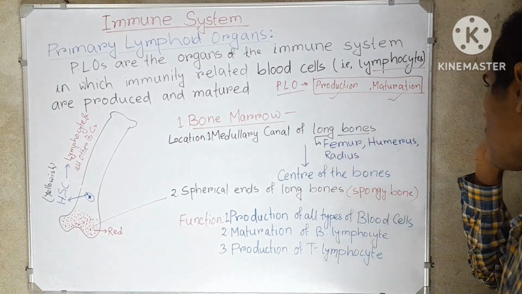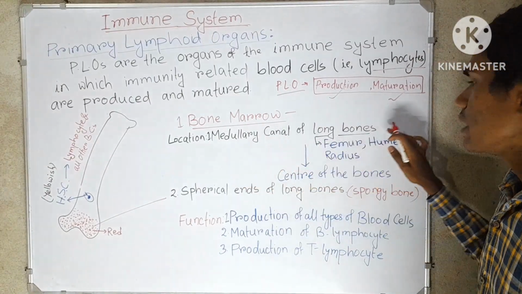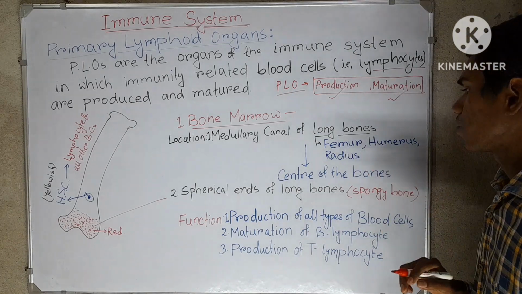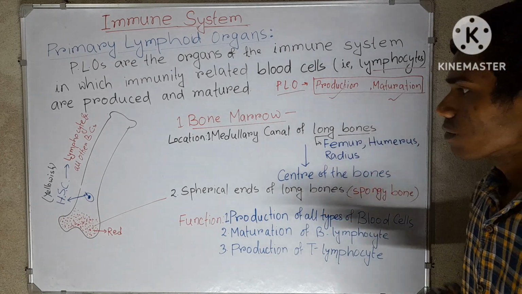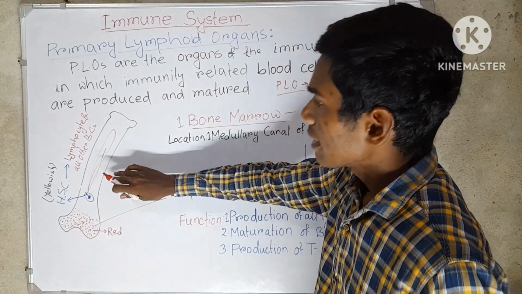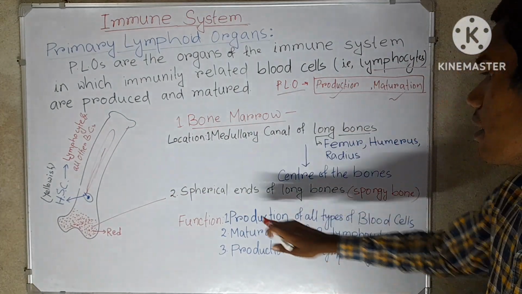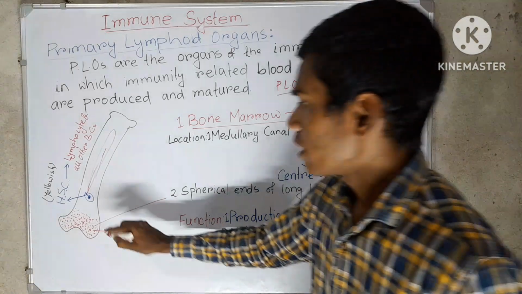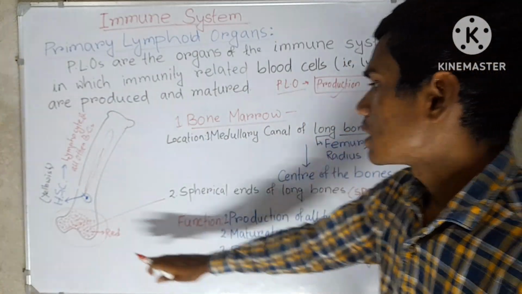The first primary lymphoid organ is bone marrow. It is located in the medullary canal of the long bones, that is femur, humerus, radius, etc. These are present at the center of the bones. Here is the center of the bone, and in this part the bone marrow is present. And the spherical ends of the long bones, that is spongy bone. These are spongy bones, and the end of the bone is spherical.